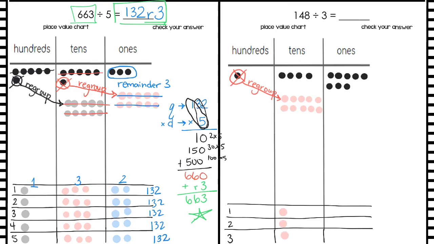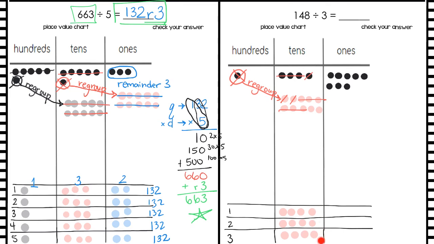1, 2, 3 tens. We've now used 3 tens. 1, 2, 3. We've used 3 more tens. There's 6 that we've used total. Do we have enough tens left to put 1 more in each group? Yes. Now we've used 3 more tens. We have 5 tens left. Put 1 more in each group. And we've used 3 more. We have 2 tens left.